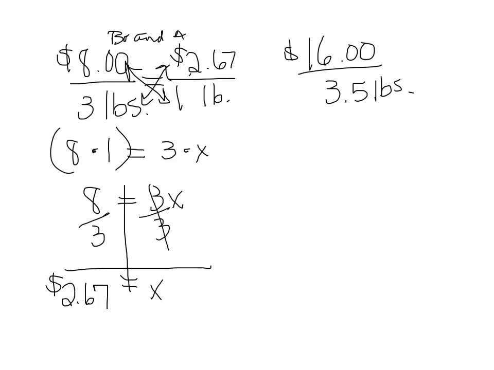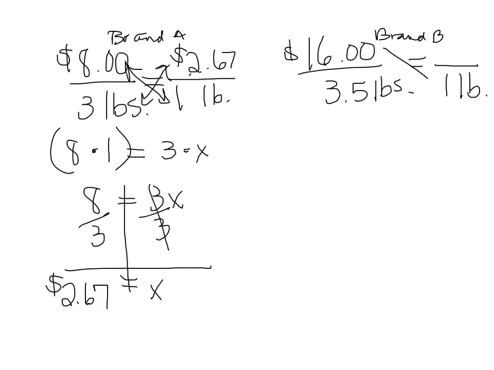Let's figure out how much the unit rate is for brand B. It costs $16 for 3.5 pounds. Okay, so we're going to set up a proportion. We want to do a unit rate. So when we talk about unit rate, that bottom number must always be 1. How much for 1 pound?